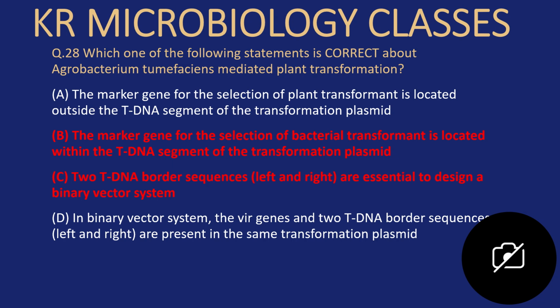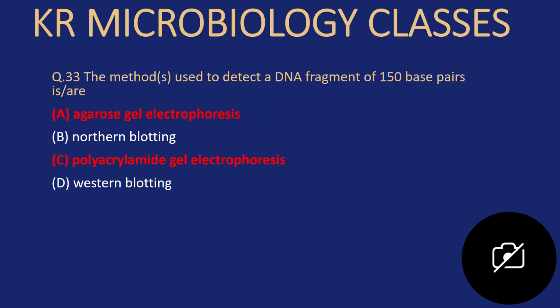And the second option, option C: two DNA border sequences are essential to design a binary vector system. Yes, obviously, tDNA, which contains the left and right border sequences, is very important to transfer any DNA. So here, option B and option C are the correct answers.